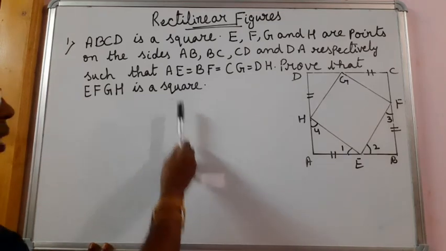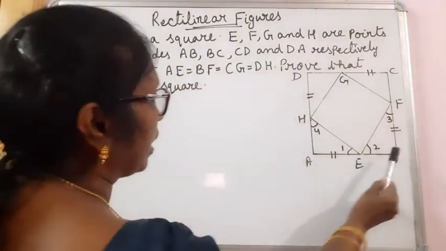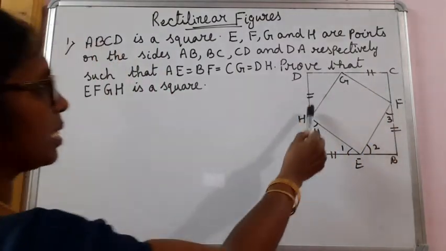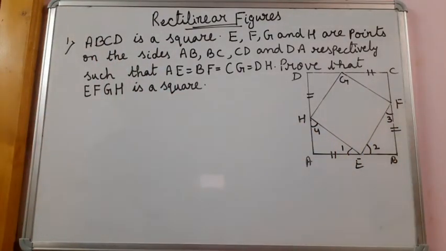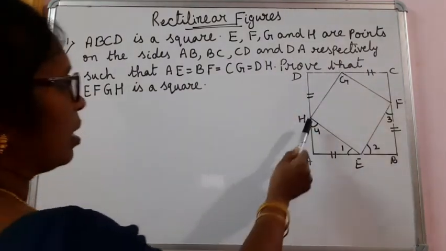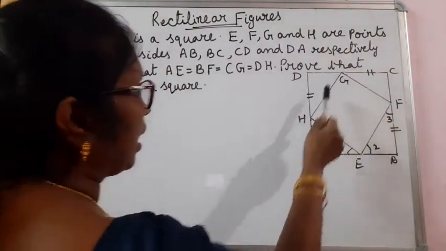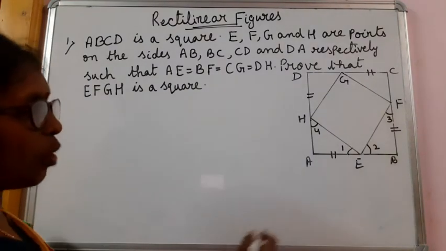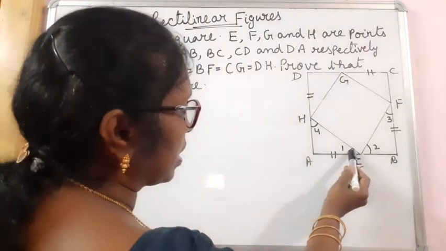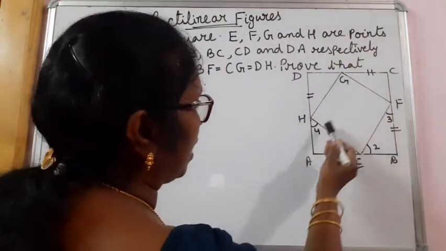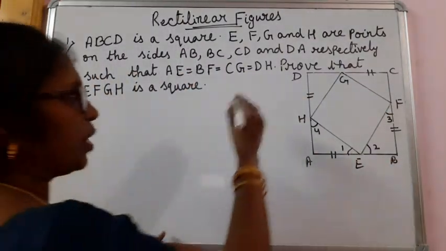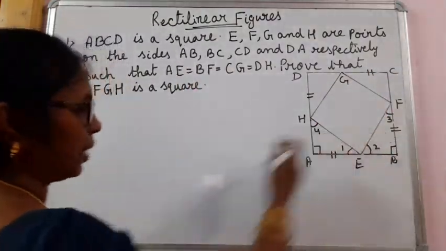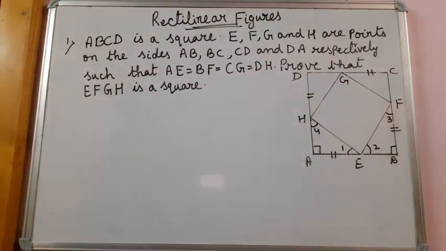And also it is given that AE is equal to BF, that is equal to CG, that is equal to DH. We have to prove that EFGH is a square. Okay? And already the angles are marked. This is angle 1, angle 2, angle 3, angle 4. We know that in a square, each angle is 90 degrees. Okay? Let me work out for these two.